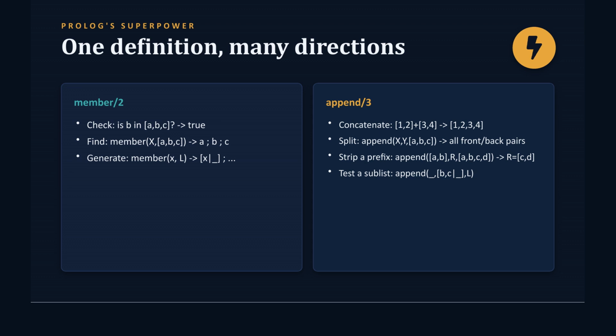Append is even more striking. Run it forward to concatenate 2 lists. Run it backward to split a list into every possible front and back. Give it a known prefix, and it strips that prefix off. Or use it to test whether something is a sublist. You wrote one rule about what joining means. Prolog gives you concatenation, splitting, and searching, all for free.